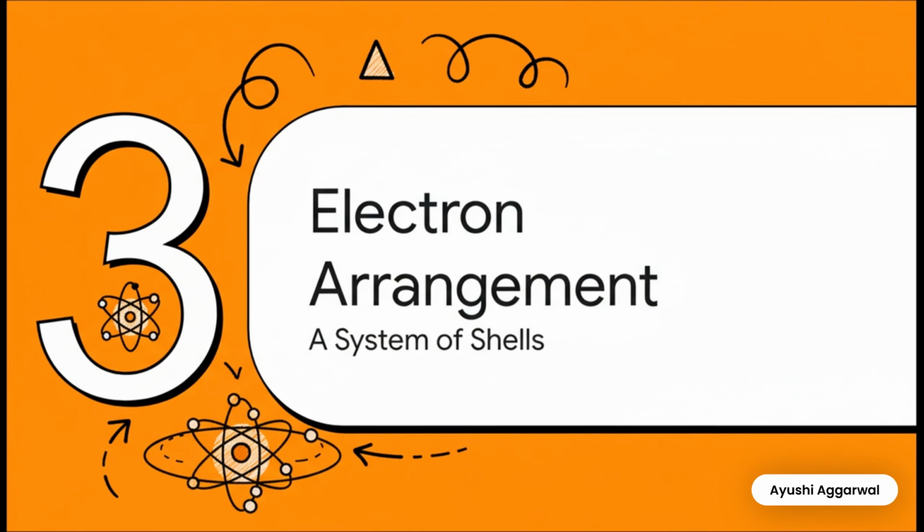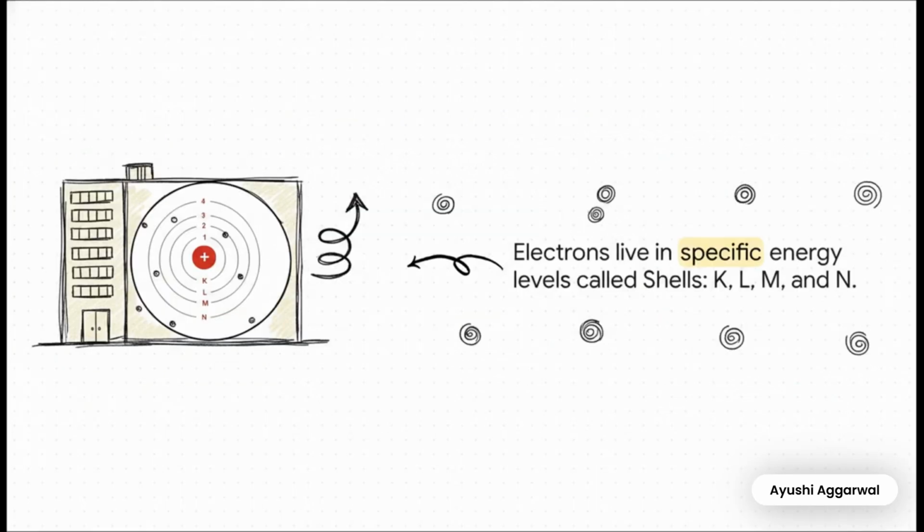Let's take a look. The best way to picture this is to think of an apartment building. The nucleus is the ground floor. The electrons can't just live anywhere they want. They have to be on specific floors. We call these floors shells. The first one is the K shell, then the L shell, then M, then N as you go up and away from the nucleus. Each floor or shell has its own energy level.